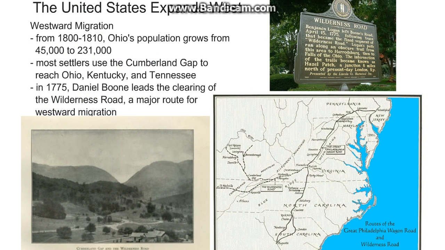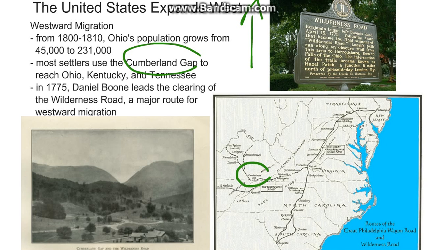The United States expands west. From 1800 to 1810, the population of Ohio is going to grow from 45,000 to 231,000, which is a huge gain in population. Most settlers used the Cumberland Gap to reach Ohio, Kentucky, and Tennessee. The Cumberland Gap is shown here on this map.